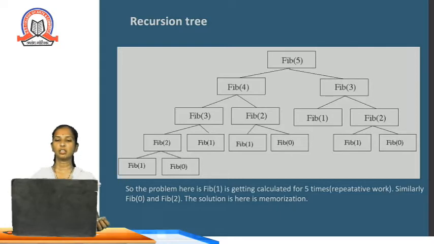So see here, for the Fibonacci of 1, we are calculating it 5 number of times. Then similarly for the Fibonacci of 2, we are calculating it 1, 2, 3, 4 times. Okay. Similarly the Fibonacci of 0, we are calculating 3 number of times. So what is happening is, we are repetitively calculating the same summation.